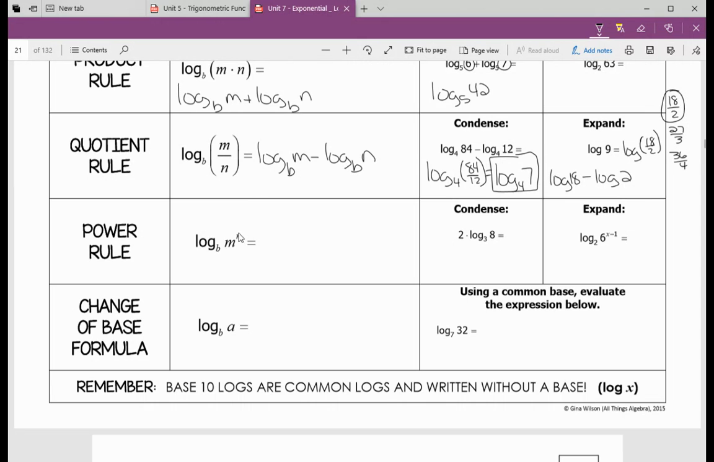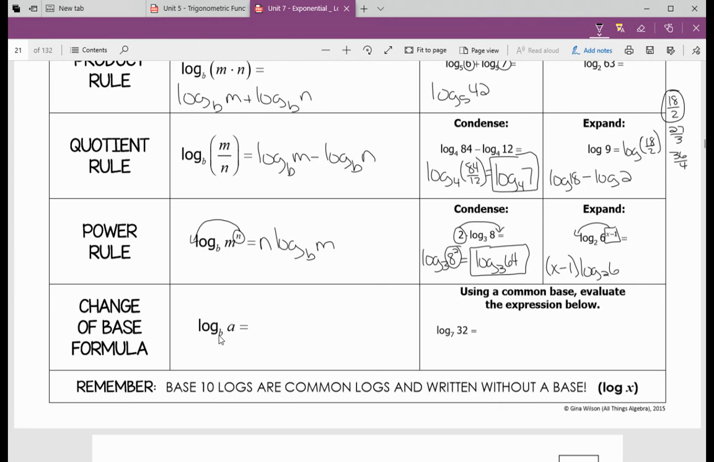Now, a quick review on the power rule. Remember, we can take the power and put it out in front as a multiplier. So that becomes n log base b of m. So when we condense, we put the exponent or the multiplier back as the exponent. So that would be log base 3 of 8 squared. And that would give us log base 3 of 64 when you simplify that. And then here, we're going to take all of that and move it out in front as our multiplier. So x minus 1 collectively in a group times log base 2 of 6.